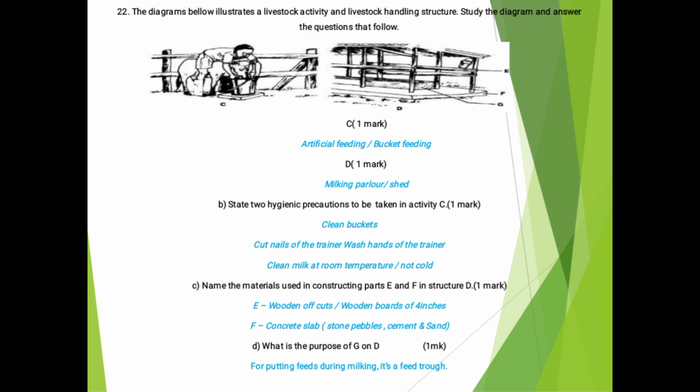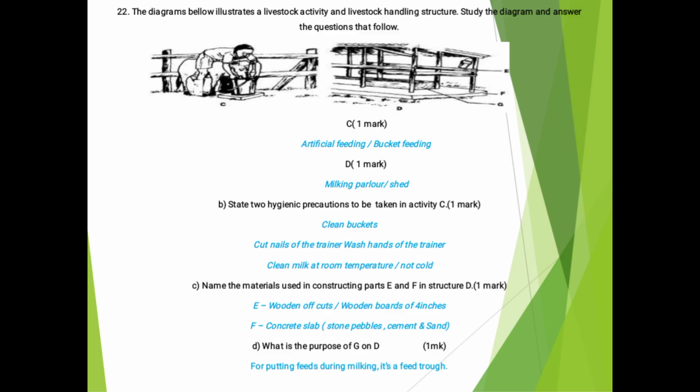2 hygienic precautions to be taken in activity C. Clean buckets should be used. The nails of the one training the livestock should be cut or trimmed and kept clean. And then milk should be clean and kept at room temperature.